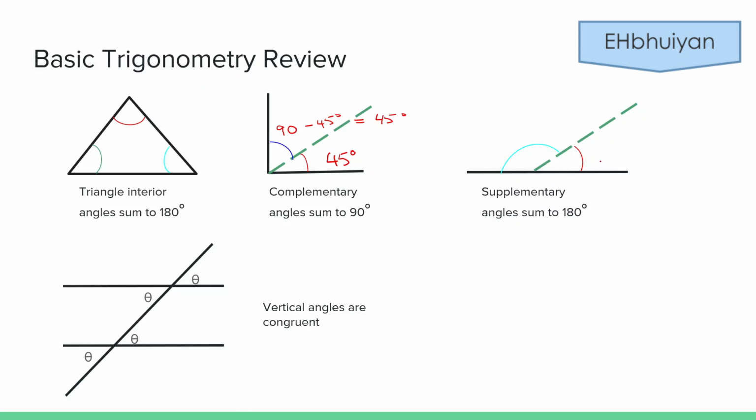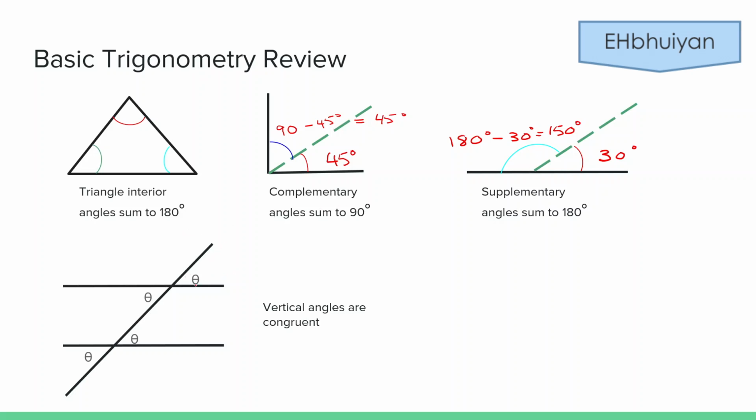Similarly, supplementary angles sum to 180 degrees. A straight line is 180 degrees. So if we have this angle, which is an acute angle less than 90 degrees, if we say this is 30 degrees, then this bigger angle right here must be 180 degrees minus 30 degrees, which is 150 degrees.